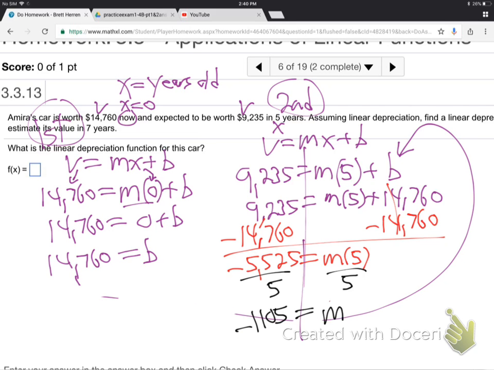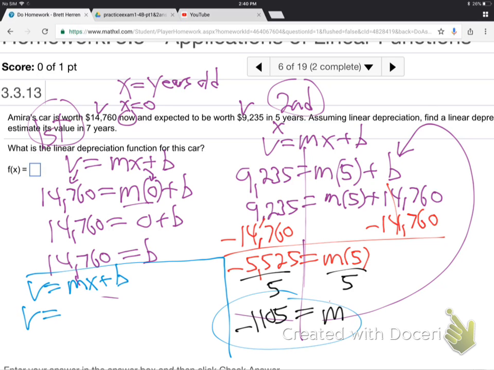So now that we've done all that, we can put a final formula together. Value is mx plus b. So we found the m, negative 1105, X plus b, and the b was right there, 14,760. So that's the formula. With that formula now, you could predict how much the car is going to be worth 10 years from now, 15 years from now. Whatever x you want, you can just plug into that formula. Remember, x is how many years old.